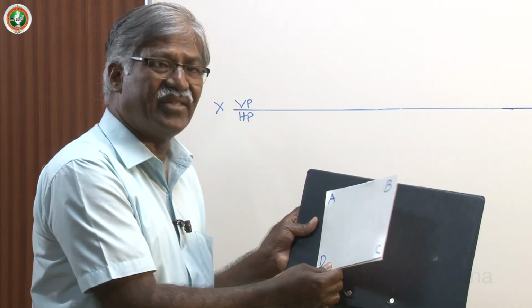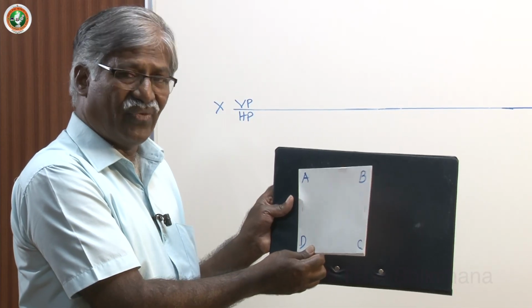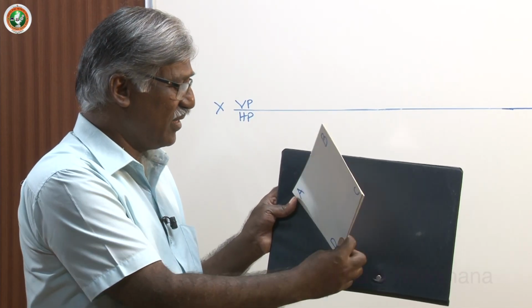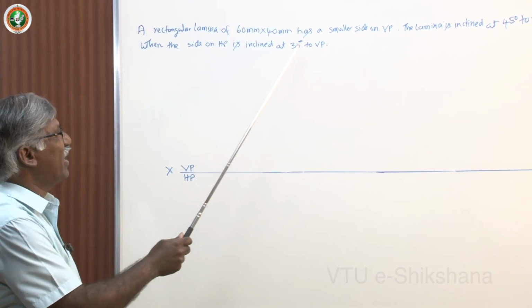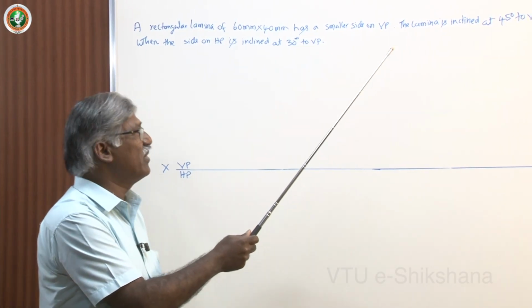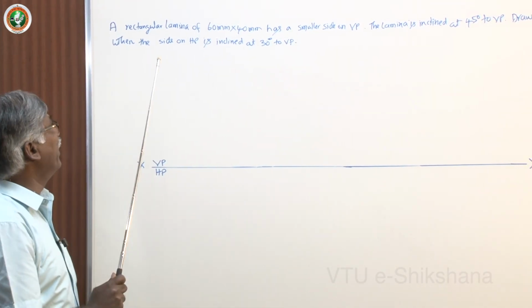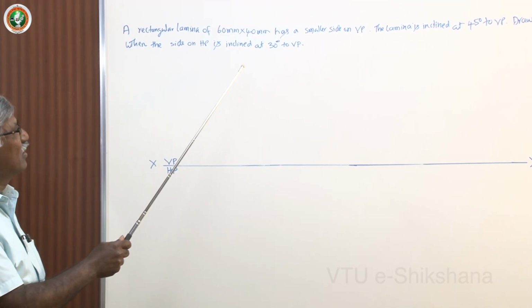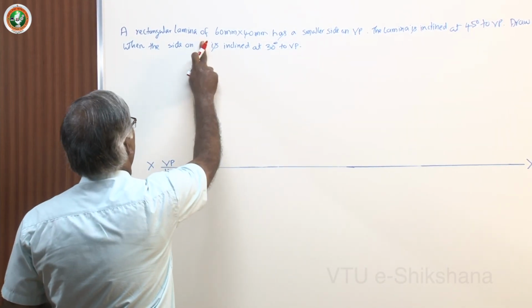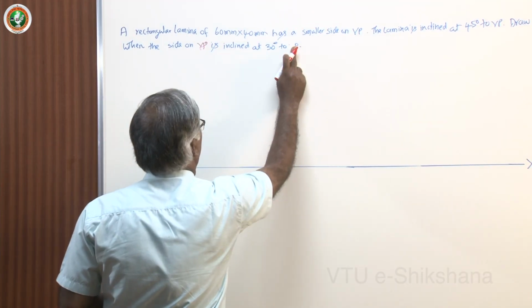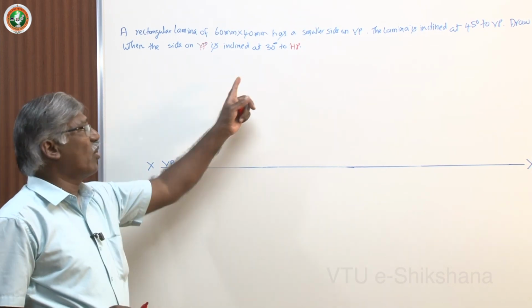So the angle you can change, no problem. But in this, let me take the angle of inclination to the VP as 45 degrees. So, a rectangular lamina 60 mm by 40 mm has a smaller side on VP. The lamina is inclined at 45 degrees to VP. Draw the projections when the side on VP is inclined at 30 degrees to HP. Actually it is not HP. So this is what the problem is.